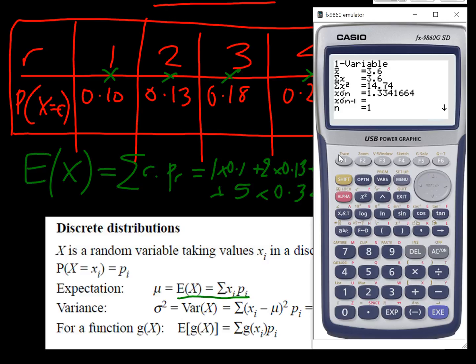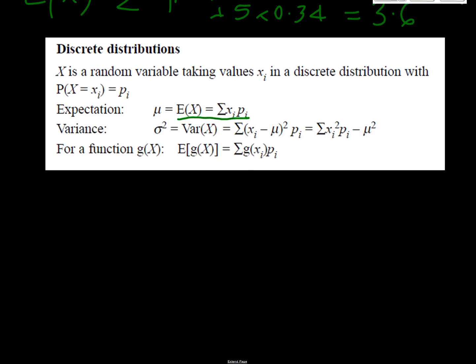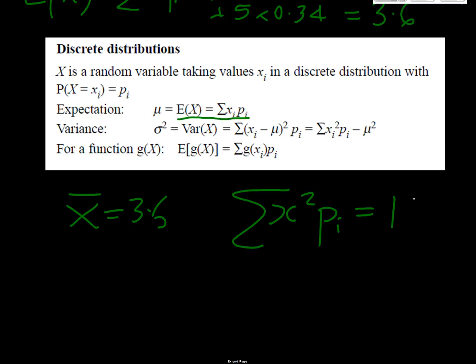And on the screen we can also see that sigma x squared equals 14.74. We're going to use that in a minute to find our variance. So let's write that number down from our calculator, because we're done with the calculator now. Right, so let's write those two numbers down. So x bar was 3.6, that's our mean, and our sigma x squared, which has actually got our probabilities attached to it because it's a frequency diagram, was 14.74.